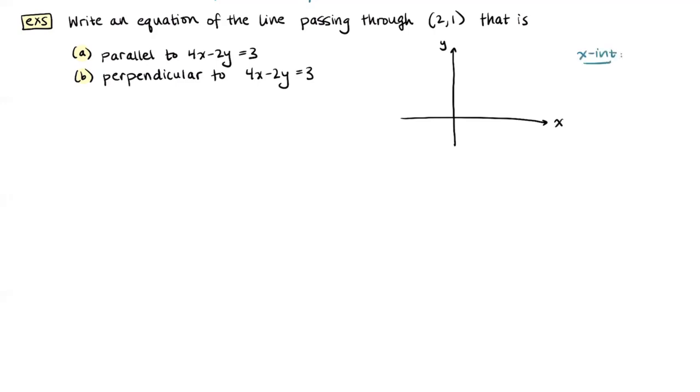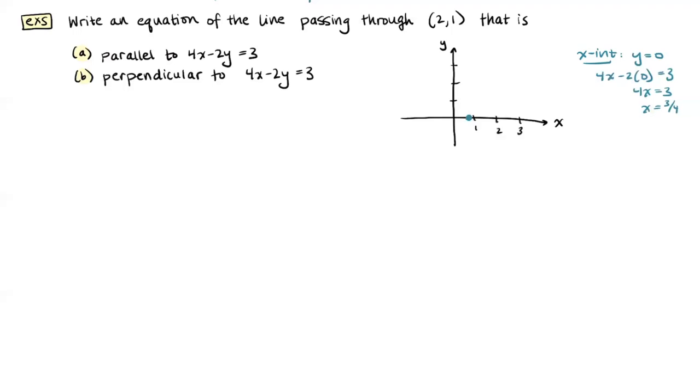This is when we plug a 0 in for y. So we have 4x minus 2 times 0 equals 3. So we have 4x equals 3, and so x equals 3/4. Let's go out 1, 2, 3. 3/4 is about here, 3/4 of the way to 1, and so here's our x-intercept.